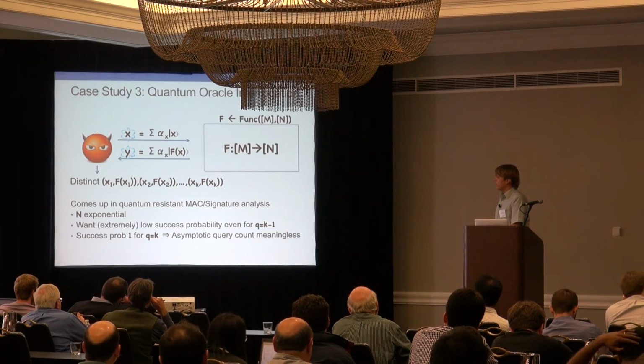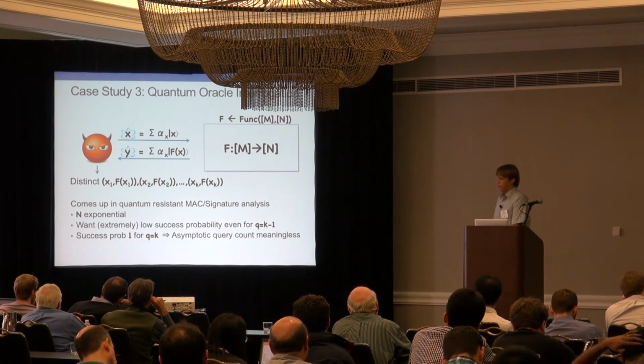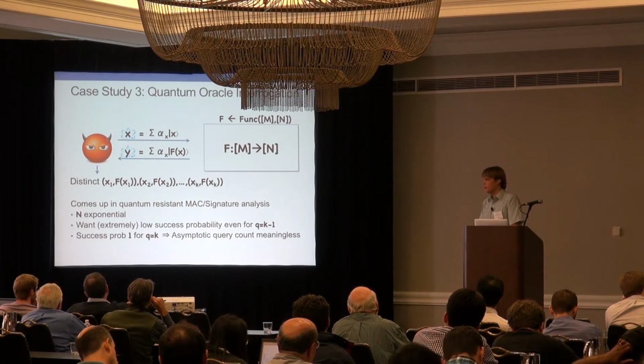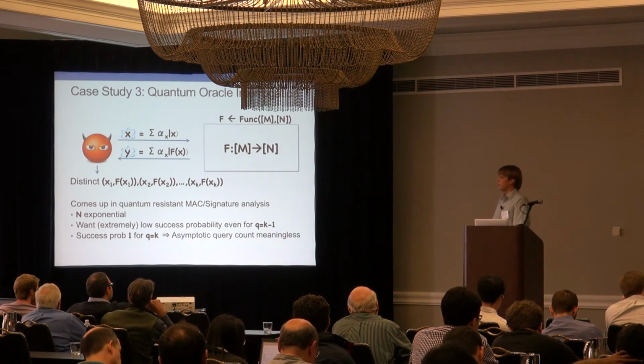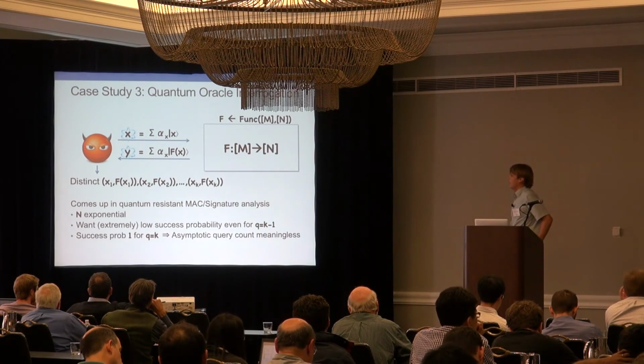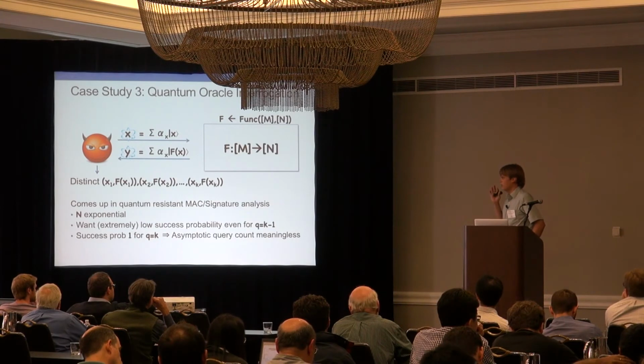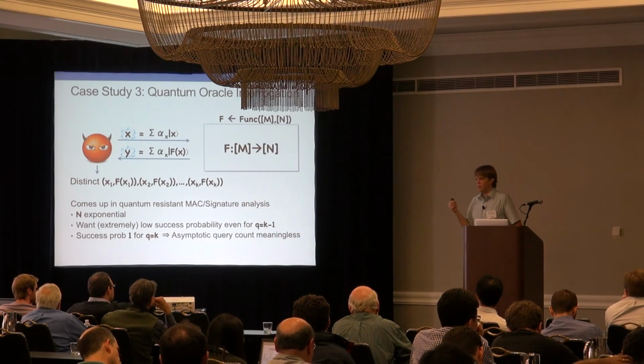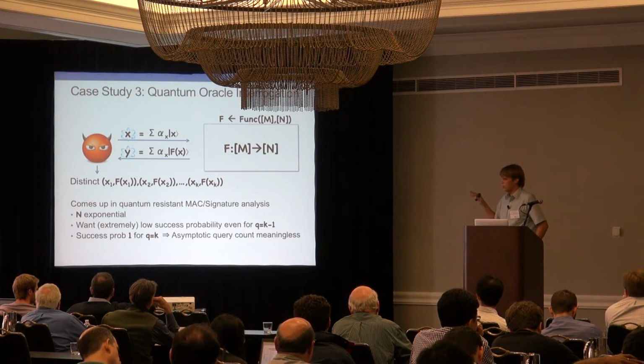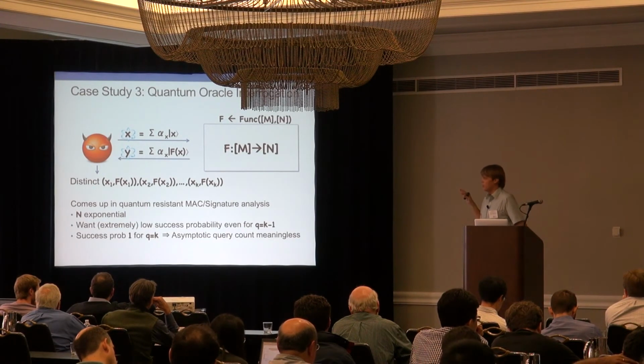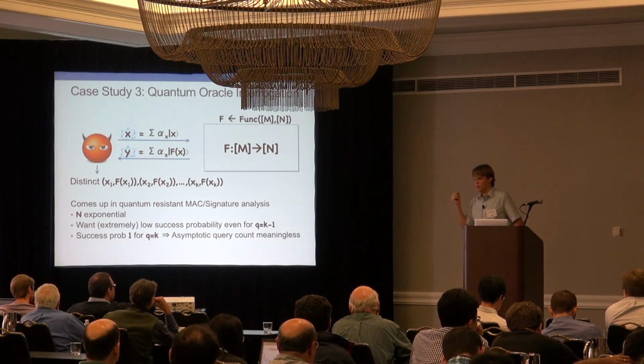For the crypto application, we usually think of n as being exponential, so like 2 to the 128, 2 to the 256, something like that. And we want that even if he's able to trick me into digitally signing 5 superpositions, he can't come up with 6 signatures. So we want the success probability to be extremely low, even in the case where the number of queries is just 1 less than the number of outputs he's trying to produce.